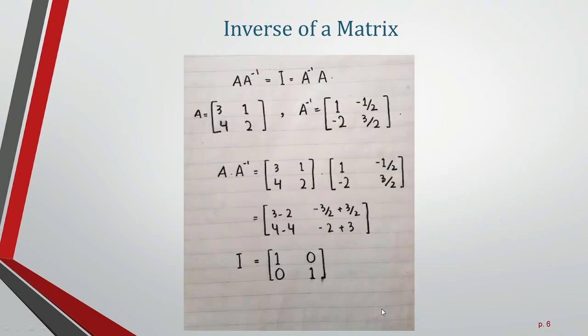Inverse of a matrix. The inverse of a square matrix A, denoted by A inverse, is a special matrix with the property that their multiplication results in the identity matrix. So we have two matrices, A and A inverse. When we multiply these two matrices, the result will be the identity matrix.